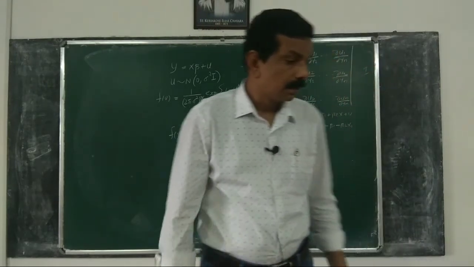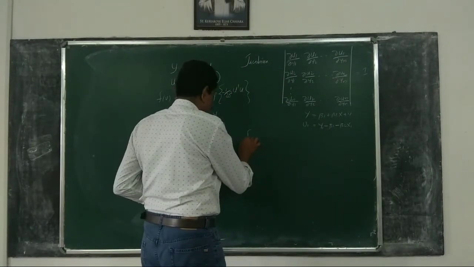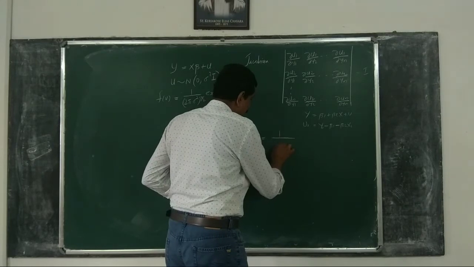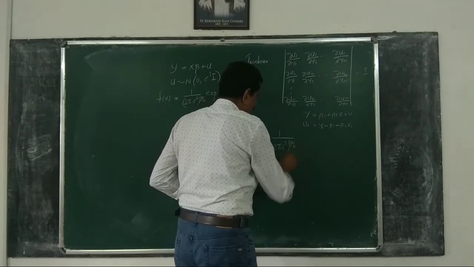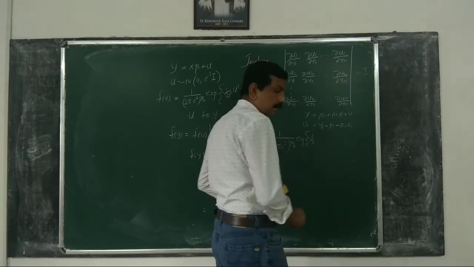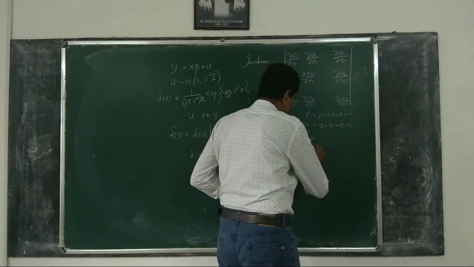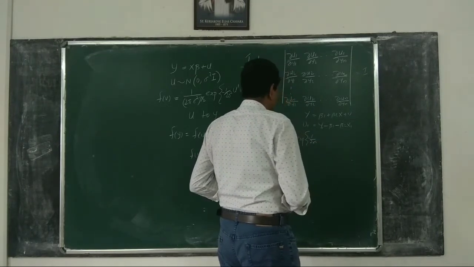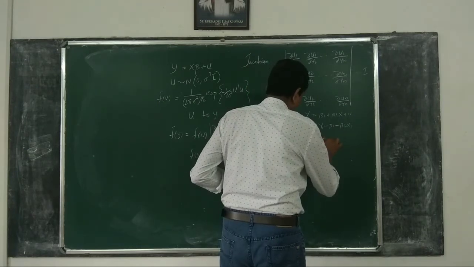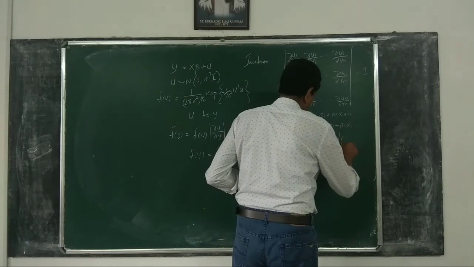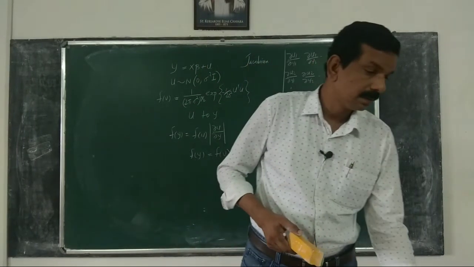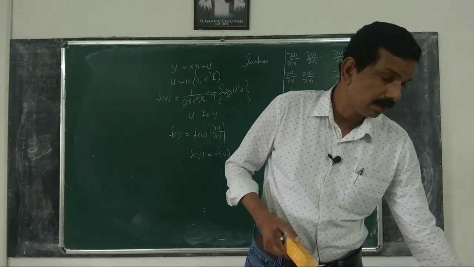So, Fy is equal to 1 by (2 pi sigma square) raised to n by 2, exponential of minus half into sigma square, then U is y minus X beta, so (y minus X beta) transpose into (y minus X beta). Fy can be written like this.